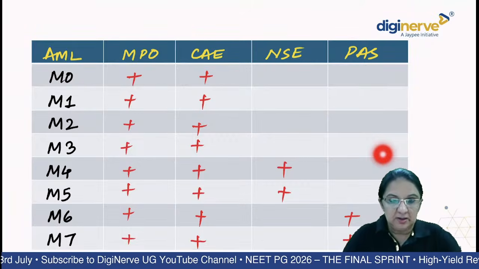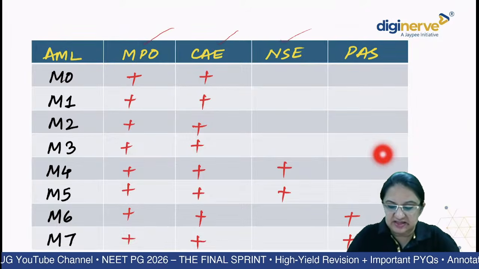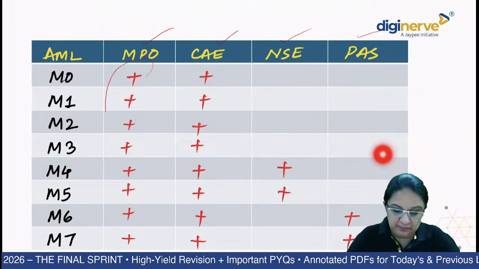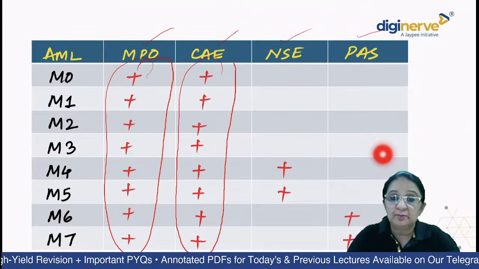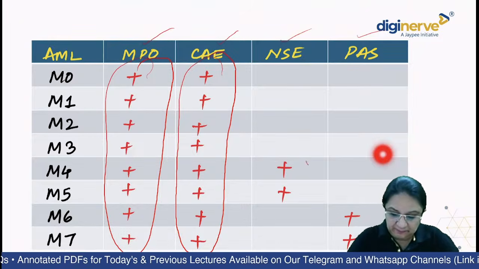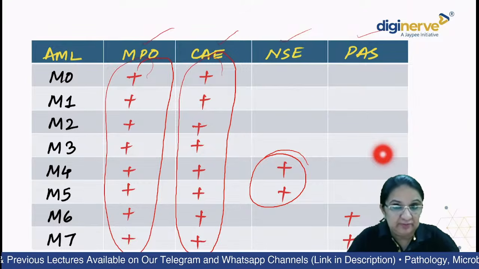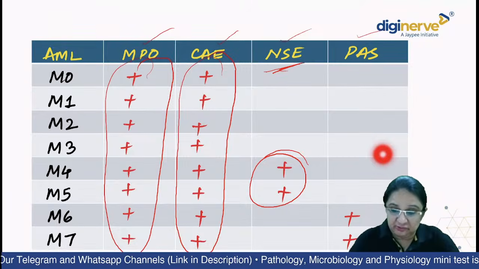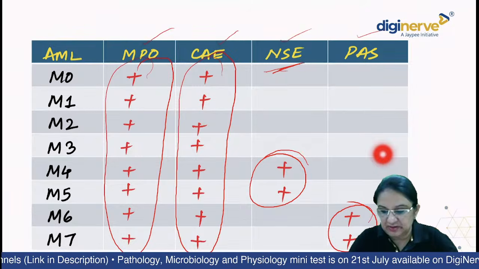So this is the immunohistochemical staining. We stain for MPO, chloroacetate esterase, NSE, and PAS. AML M0 to M7: MPO will be positive in all. In fact, chloroacetate esterase would also be positive in all because they are specific for myeloblasts, right? Monocytes and monoblasts will be present in M4 and M5, and that is why NSE will be positive here. PAS, erythroblasts, and the platelets will be positive in M6 and M7, right?